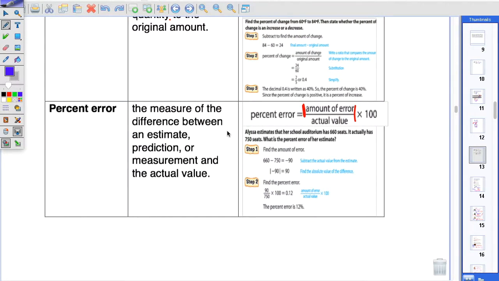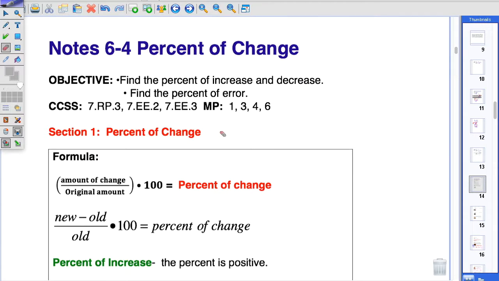And then our percent of error is the measure of the difference between an estimate, prediction, or a measurement and the actual value. Formula is the percent of error is equal to the amount of error divided by the actual value. Take the absolute value and multiply by 100. And again, I have an example over here, finding the difference, taking the absolute value, dividing it by the actual value to give you your percent of error.